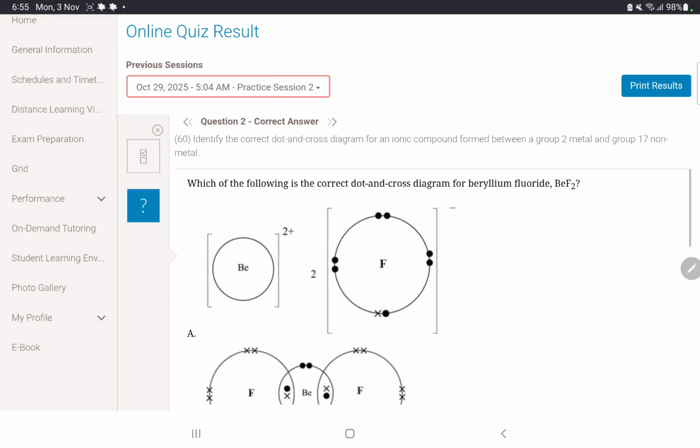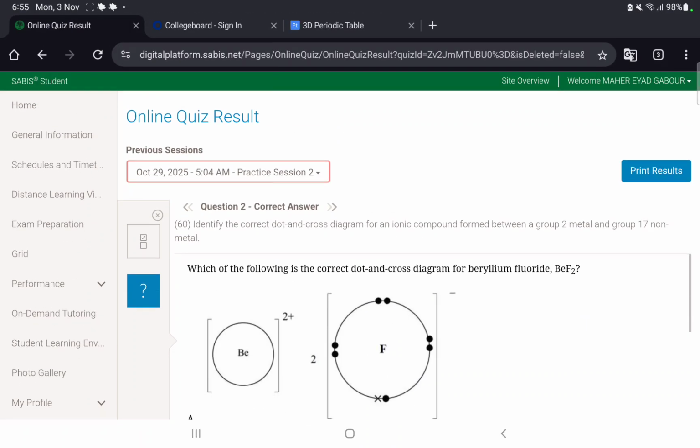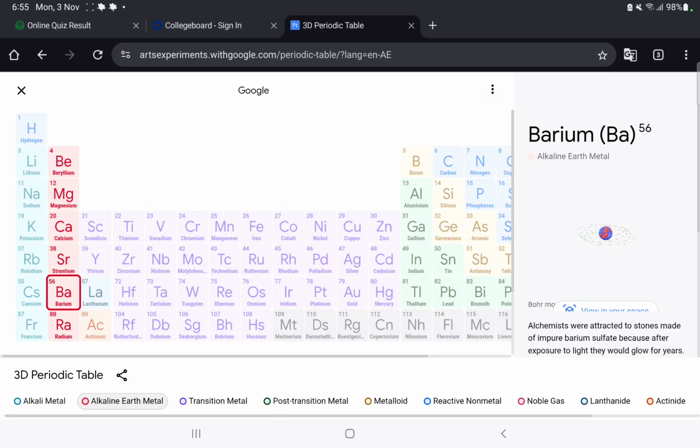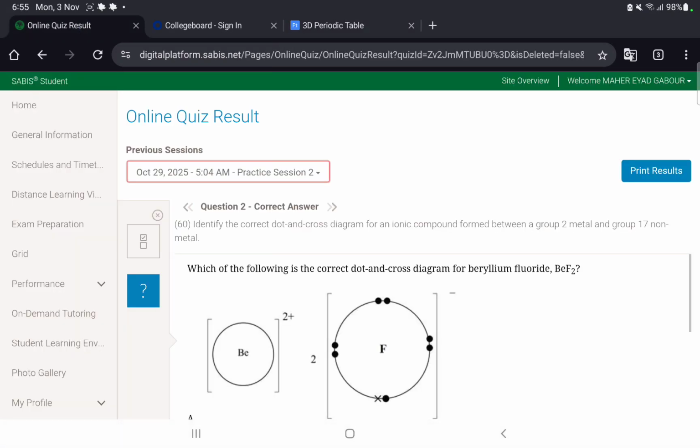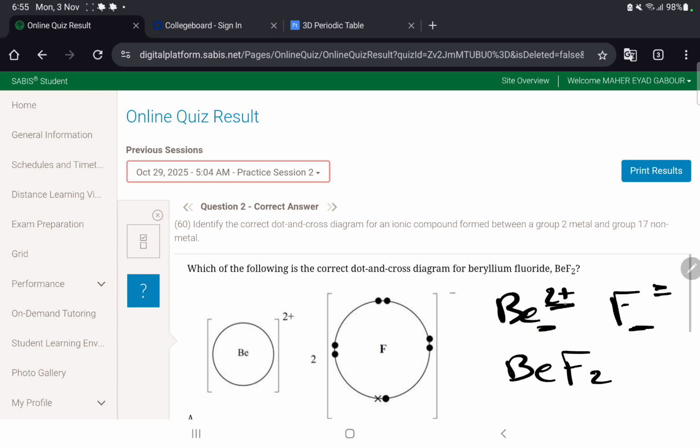Number 2. Which of the following is the correct dot cross diagram for beryllium? Same thing here. So let's go back to Be. Where is Be? Be is at the top of the group, Be2+. So here it's Be2+, and it's F minus. When we do crisscross, we'll get BeF2. Crisscross is just we put this number here and this number here. This number is 2, so we put 2 here. This number is 1, so we put 1 here. So it's BeF2.